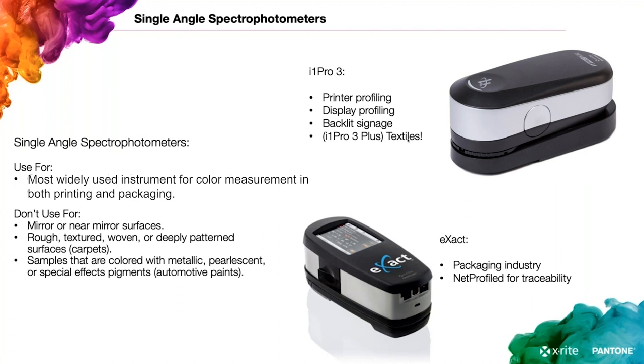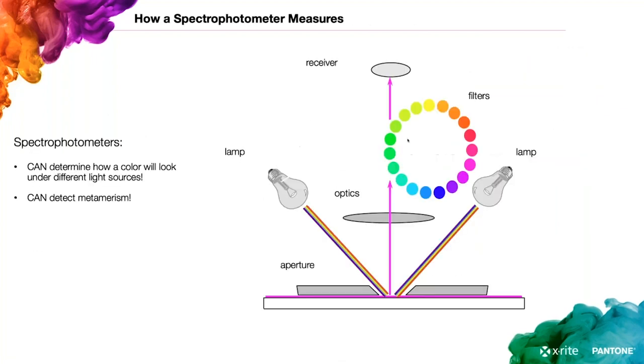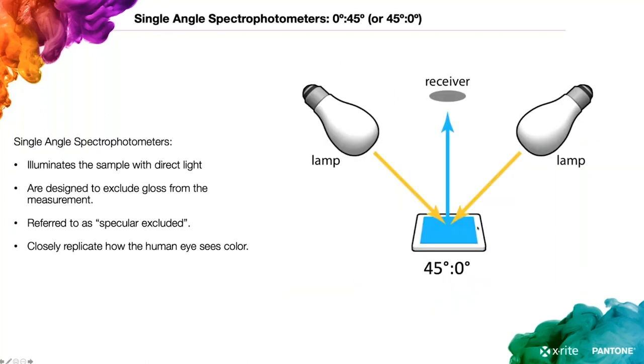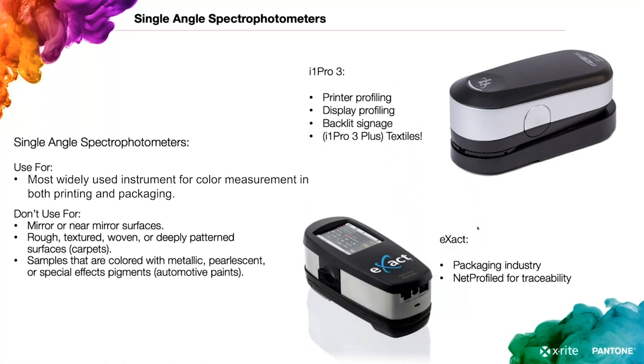The i1 Pro 3 Plus has a bigger aperture. If you look back, for example, to this slide right here, this hole where the light passes through is bigger on an i1 Pro 3 as compared to an i1 Pro 2. What that does is kind of average out the sample. You know how with textiles, there's the warp and the weft, and there could be dark spots where the light's not reflected at different angles. So the i1 Pro 3 has a bigger aperture to average that noise out and capture a more accurate color representation, or the spectral data for that color.